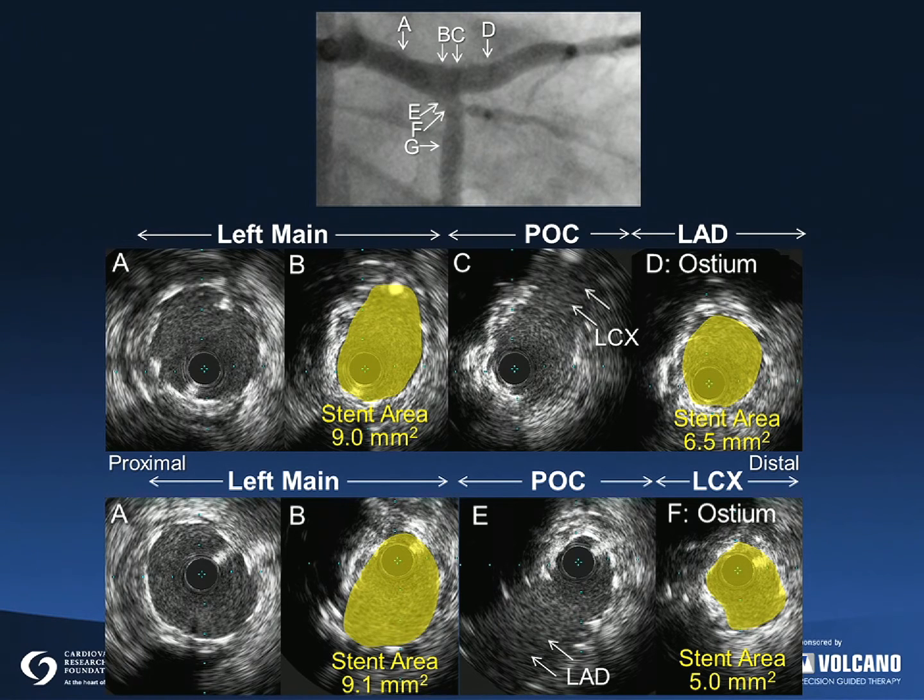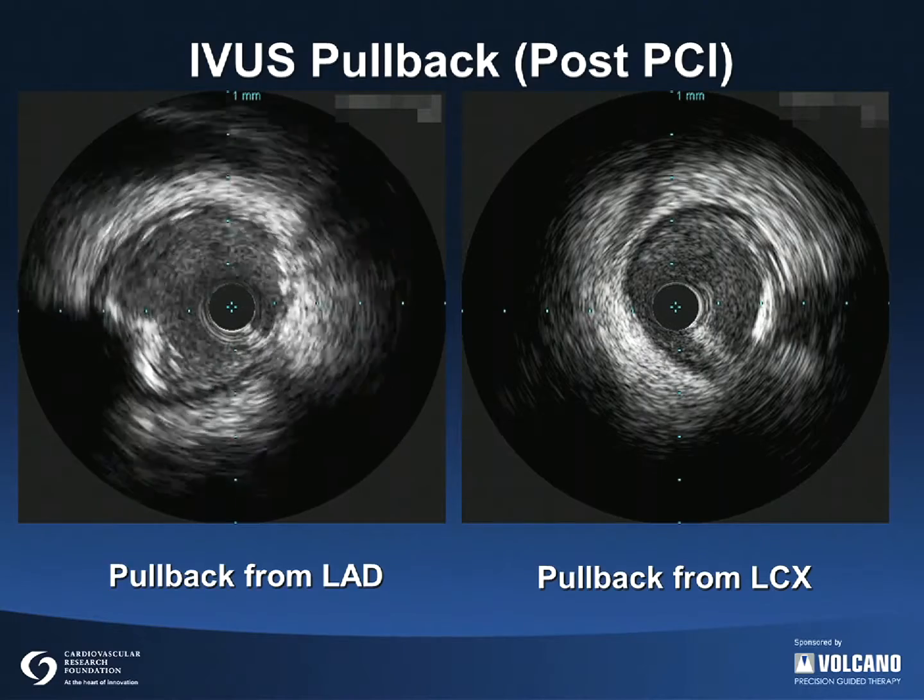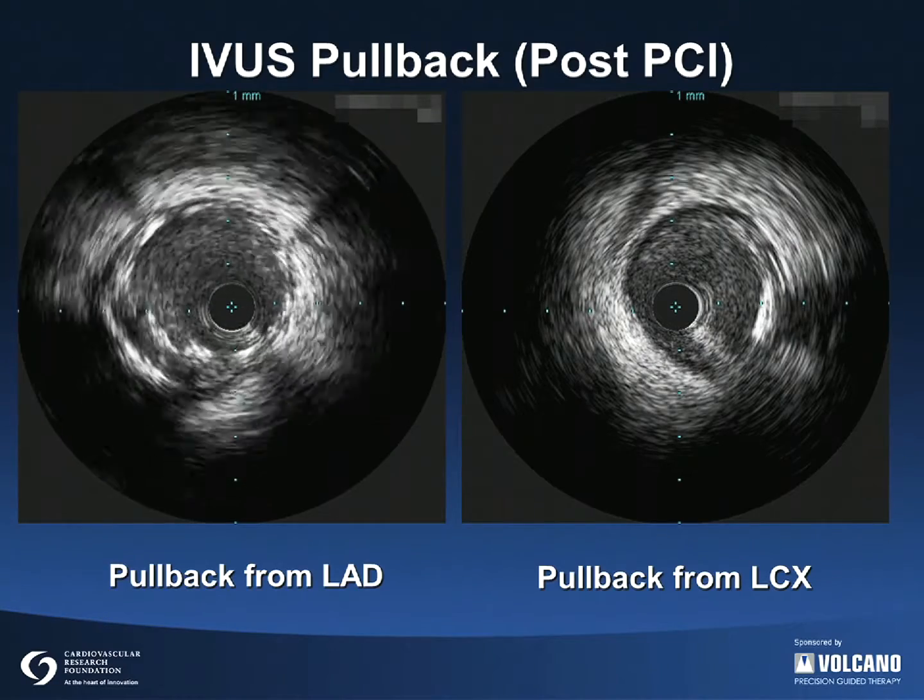The minimum stent area in the ostium of the LAD measured 6.5 square millimeters, and the minimum stent area in the ostium of the left circumflex measured 5 square millimeters. We will now repeat the IVUS pullbacks.